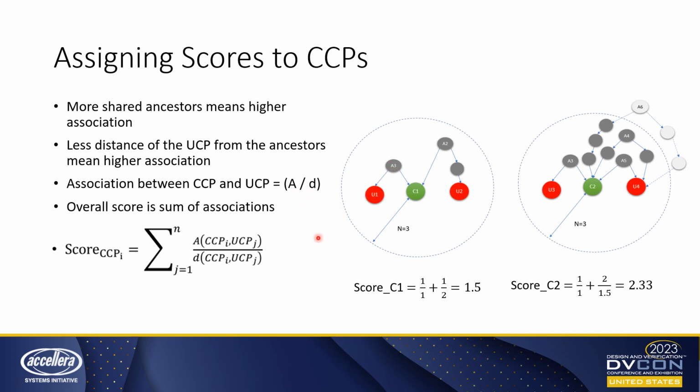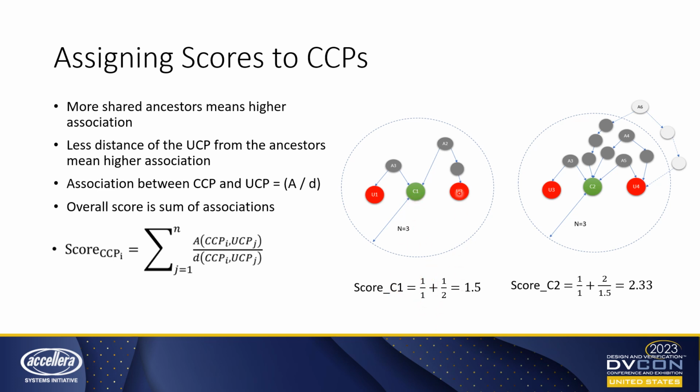So finally, we define the overall score as the sum of the associations of all the CCP-UCP pairs in the neighborhood of the CCP. The figure on the right shows the n-hop neighborhood around two CCPs, C1 and C2. For this CCP-UCP pair, U1, C1, there is only one shared ancestor, and the distance from the shared ancestor to the UCP is also 1. So the first term, A over D, for the score of C1 is 1 over 1.